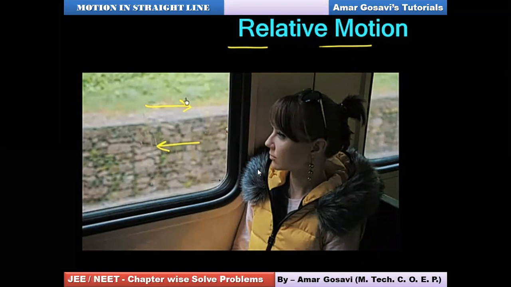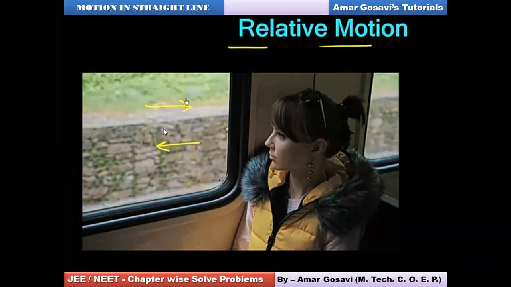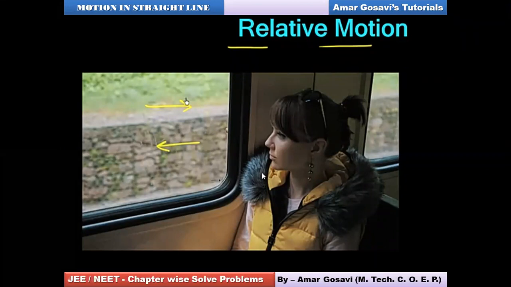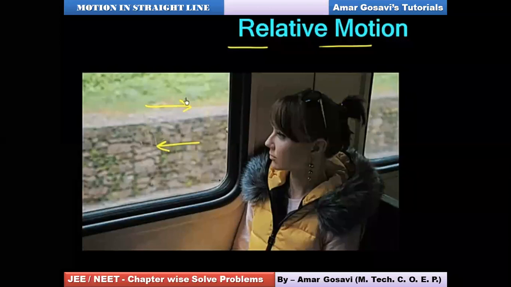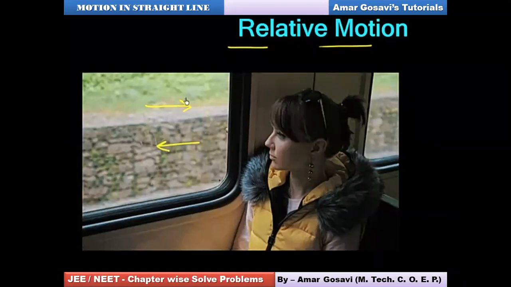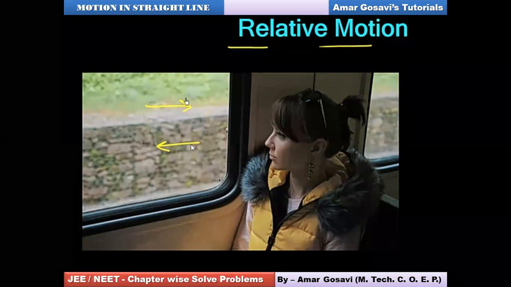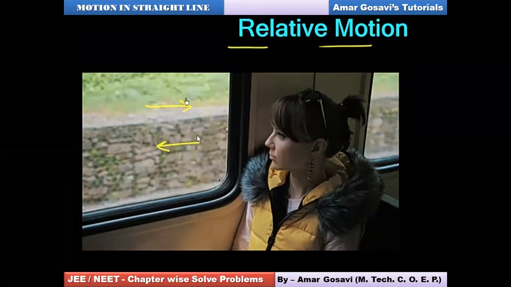Because the observer is in the train, the observer will feel that the wall is moving backward. But if the same observer stands on the ground, outside the train, and watches this wall, then with respect to that case, the wall is at a standstill, it is not moving. So motion is a relative concept basically. It will depend on the perception of the observers.